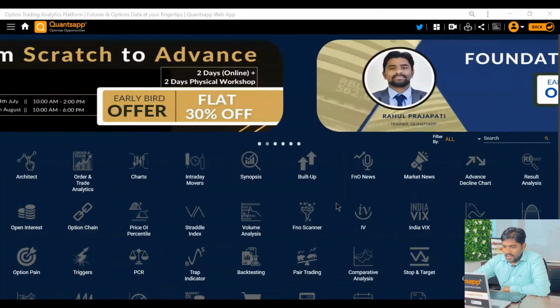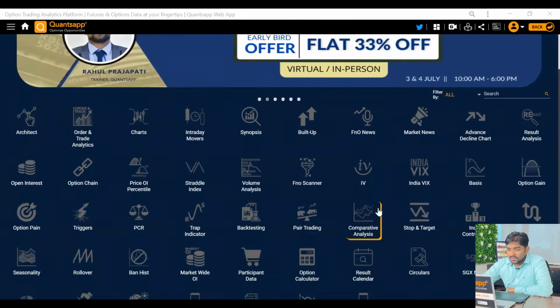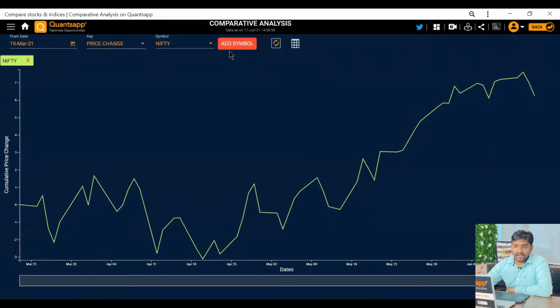First of all, you need to open the Quants app, and in the third row you will find comparative analysis. So how does this comparative analysis work? First of all, let's see what variables we need to check. By default, it will give you the Nifty value. So if we check here, first of all, that is the date. The first column is date.